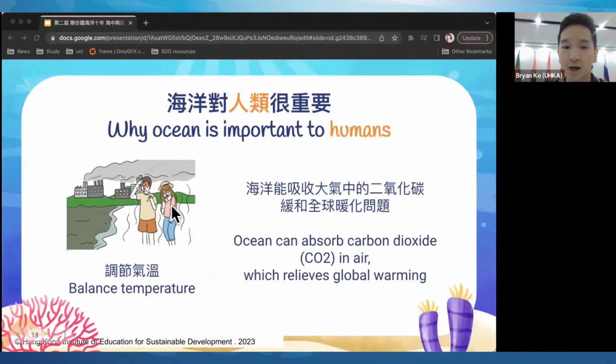So in more precise terms, there are particular kinds of wildlife such as mangroves and also seagrasses. They can sequester four times more carbon dioxide as compared to the trees on land. So that's why the ocean can absorb carbon dioxide more effectively, which relieves global warming. So we do see that the ocean is important not only due to the food, but also the sequestering of carbon dioxide.